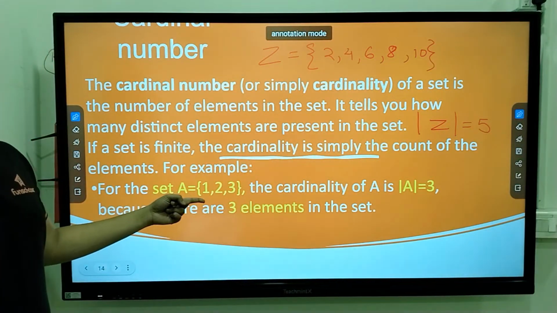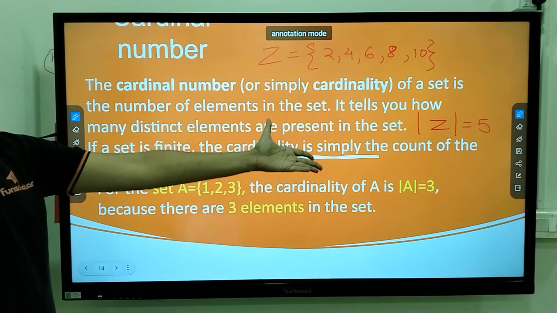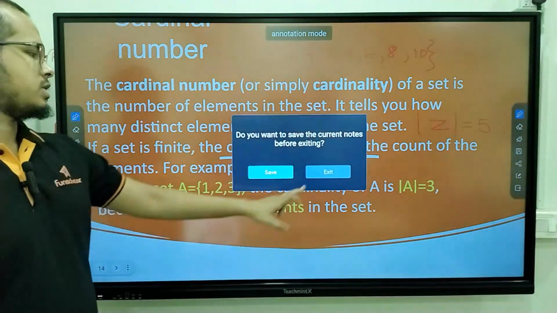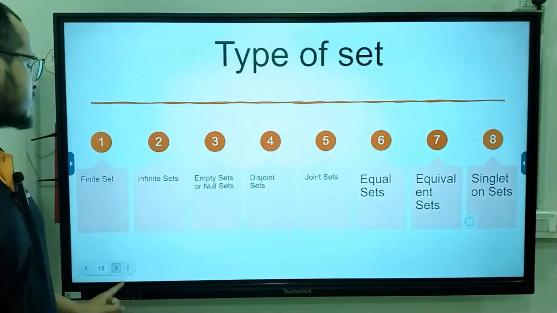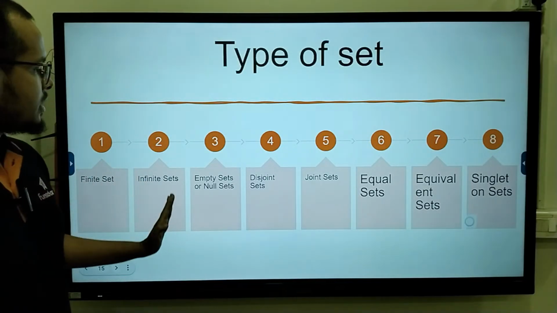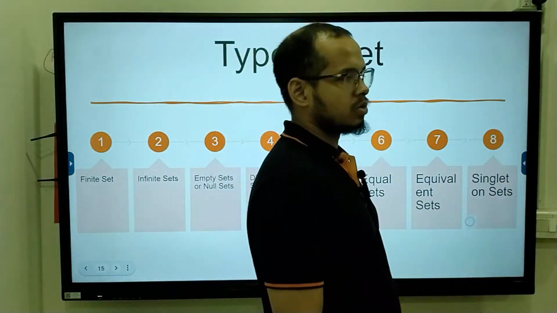Set A contains 1, 2, 3. How many elements are present in set A? 3. Cardinal number of A is 3. That's it. It is very easy to understand, at least cardinal number is. Next, types of sets. See: finite, infinite, empty or null set, disjoint set, joint set, equal set, equivalent set, and singleton sets.